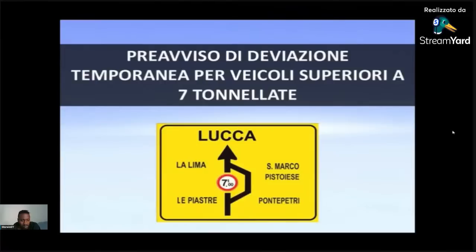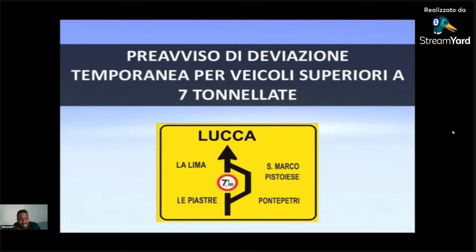Preavviso di deviazione temporanea per veicoli superiori a 7 tonnellate. So in this case too, what do we do? Meaning there is a diversion on the right side if your vehicle is heavier than 7 tons. But if the weight of your vehicle is exactly 7 tons, you can proceed straight. But if it is more than that, you are not allowed.